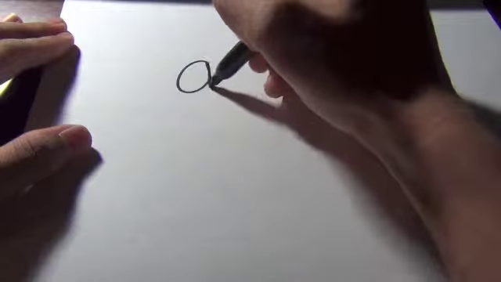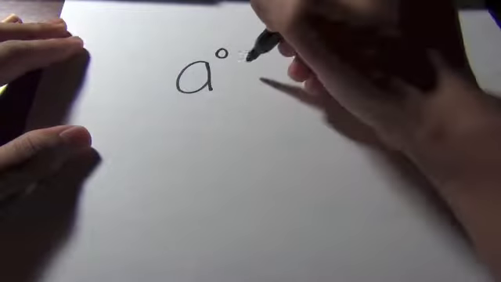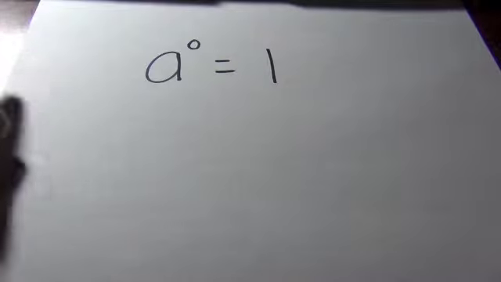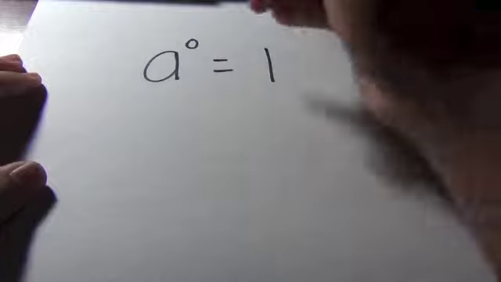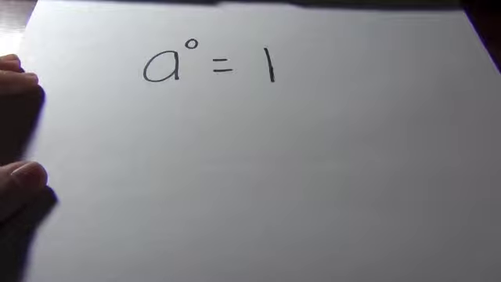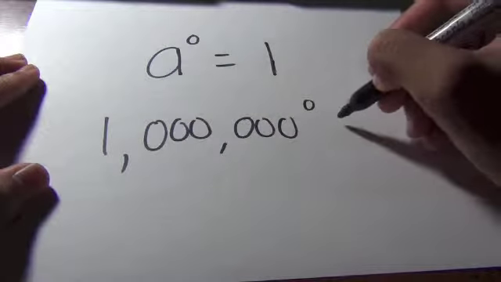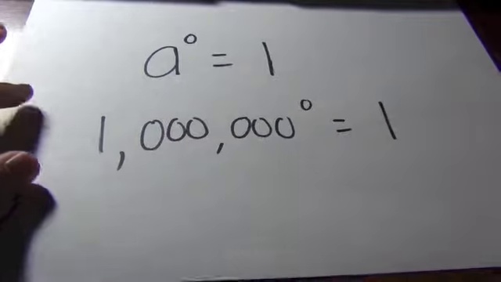And the last property states that if I have any number a raised to the 0 power, it will always equal 1. It's just a rule. Anything to the 0 power equals 1. So if I had 1 million to the 0 power, it equals 1. Now I'll be going over a couple of problems that incorporate all of these 6 properties.